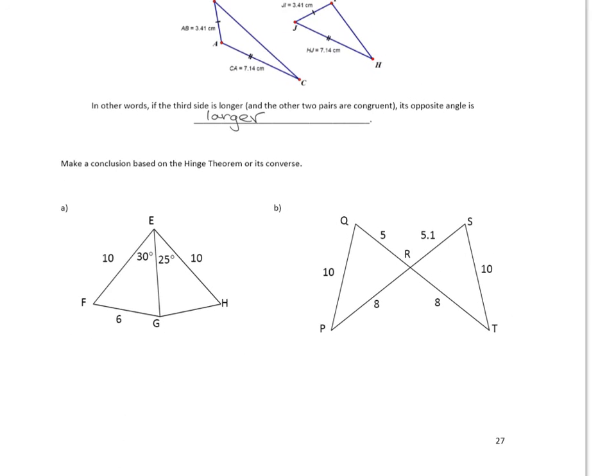But we'll take a look at this down here. So down here you can see that I've got congruent sides 10 and 10, and then they share this side EG. That means we're okay to use either the hinge theorem or its converse. Now they're giving me angle measurements, so that means I'm going to use the hinge theorem.